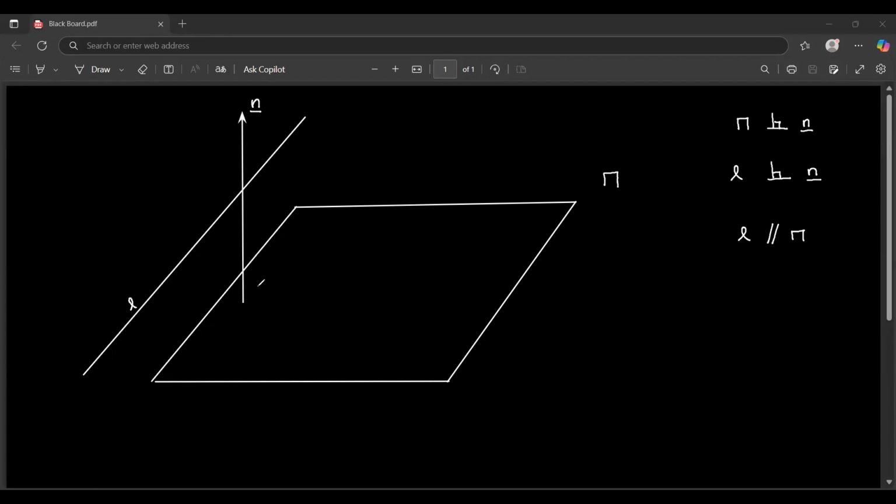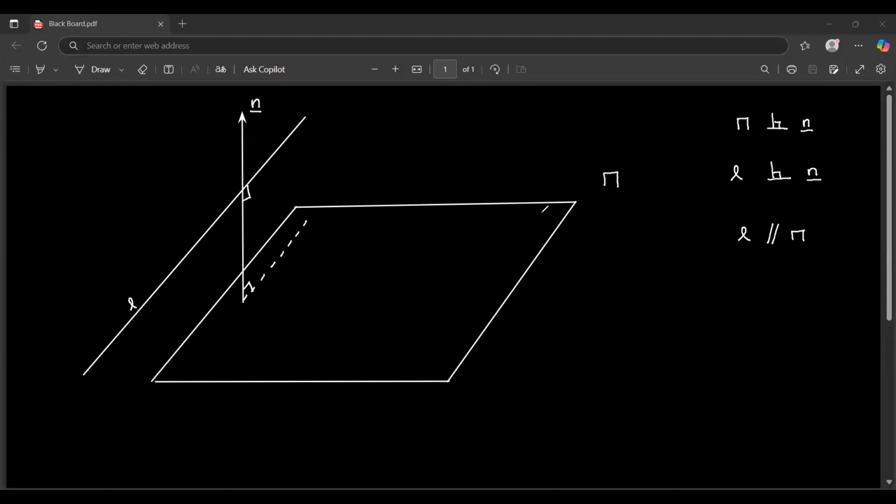Why is that? Well, we know this angle. Since n is perpendicular to pi, we can say this angle is 90 degrees. This angle will also be 90 degrees if L is perpendicular to n. Then these two are parallel to each other. The plane pi and L are parallel to each other.